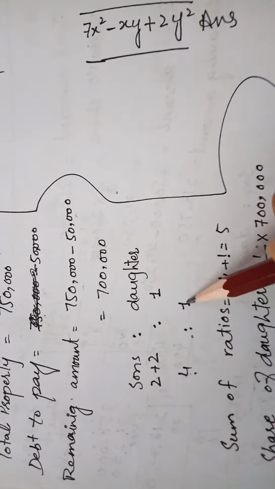Now come to question number 16. You have to divide this profit among 3 partners with the ratio 2, 3 and 7. You can do that by finding the sum of ratios, then the share of the first partner, second partner and third partner, dividing by the sum of ratios.